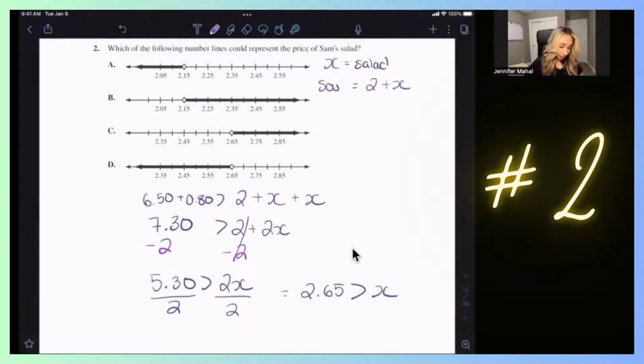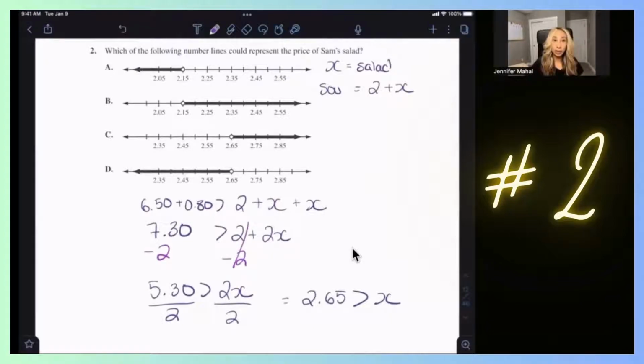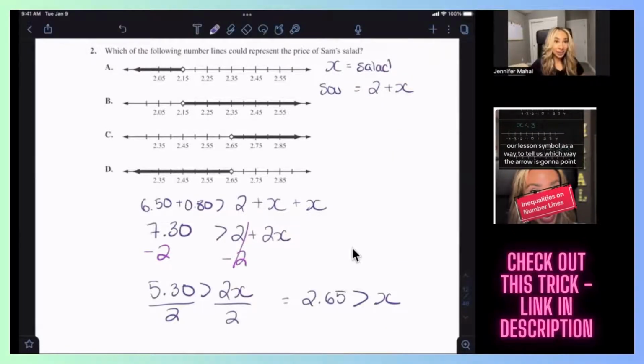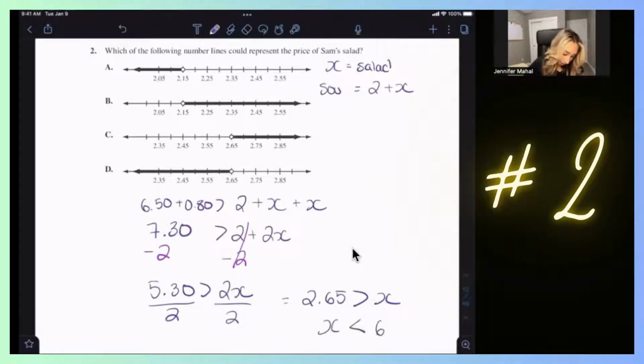Okay. Now, the trickier part though is we got to figure out which number line represents this. So I'm going to show you a trick. And I really hope that this doesn't confuse everyone just because we're so close to that exam. But if we write X on the left-hand side, X like this, which means I then need to flip my inequality sign. So I'm not dividing by a negative number, I'm just rewriting it. So X is on the left side. And so that means the inequality has to be flipped, right? Regardless, it needs to read that X is less than $2.65 or $2.65 is greater than X.